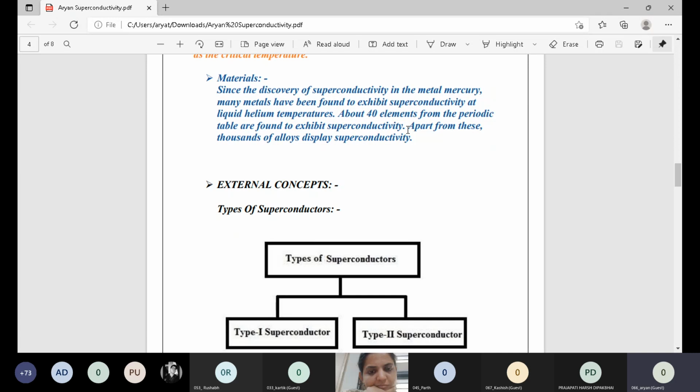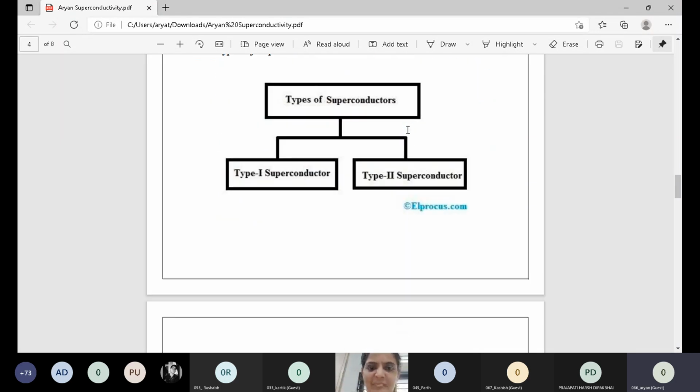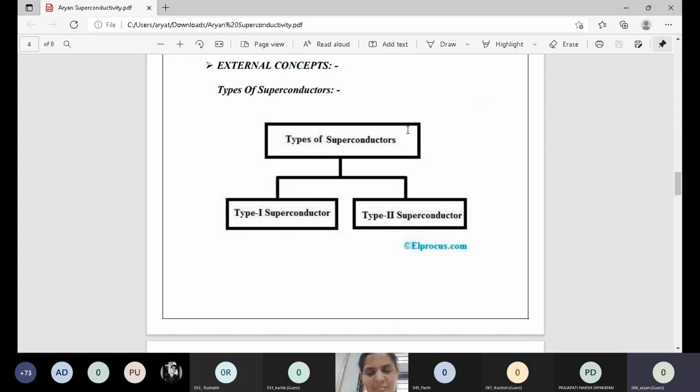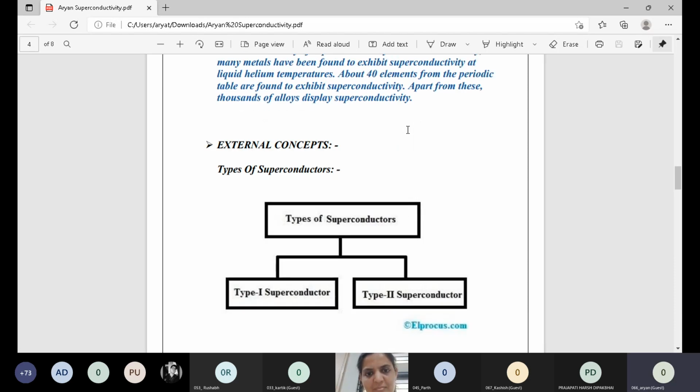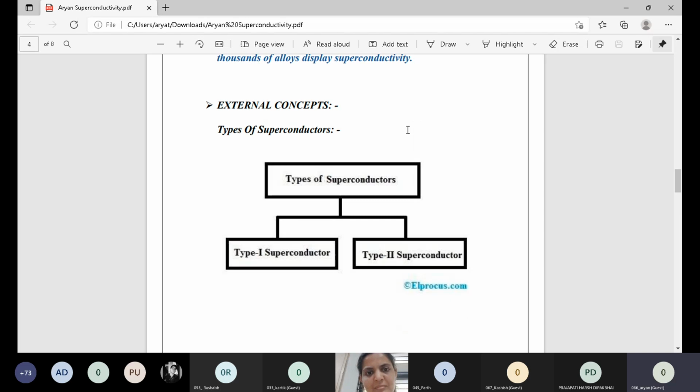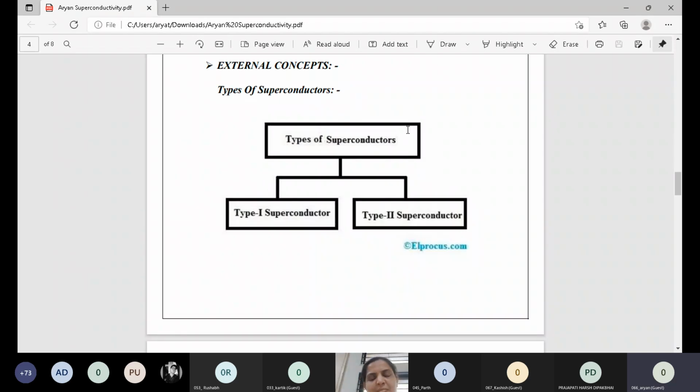Friends, I thought that I am going to give you a great topic and I will try my 100%, so definitely you would be interested in this chapter. So I have added some external concepts also. What I have told you so far was just for GTU. Now I'm going to tell you some external concepts which will help you to understand more about it. So friends, the next thing given here is the types of superconductors. Friends, there are two types of superconductors. One is type 1, second is type 2.